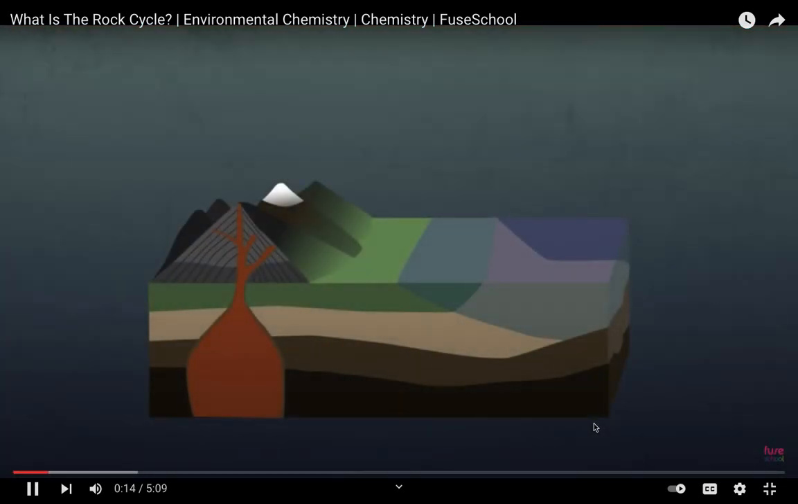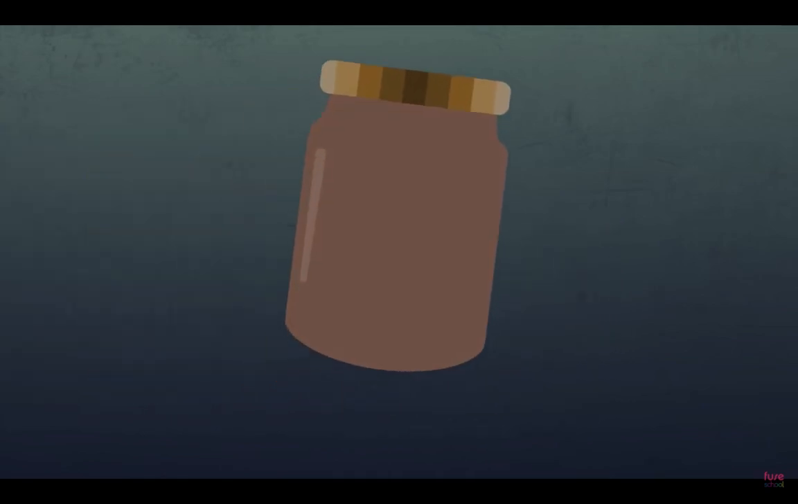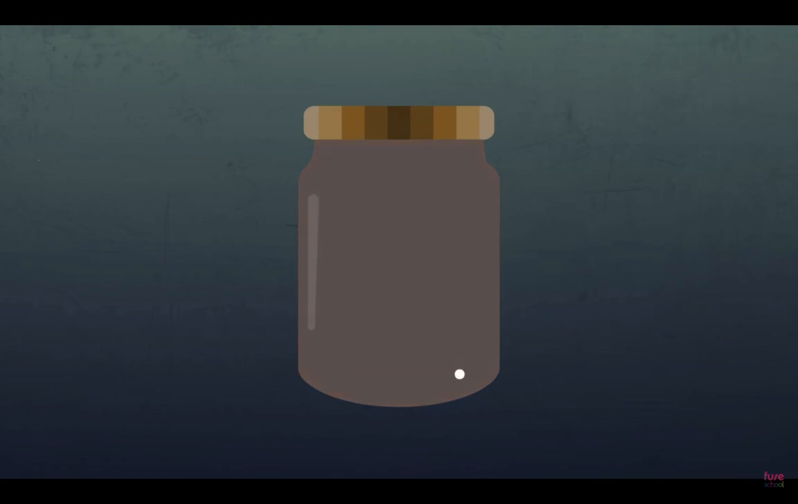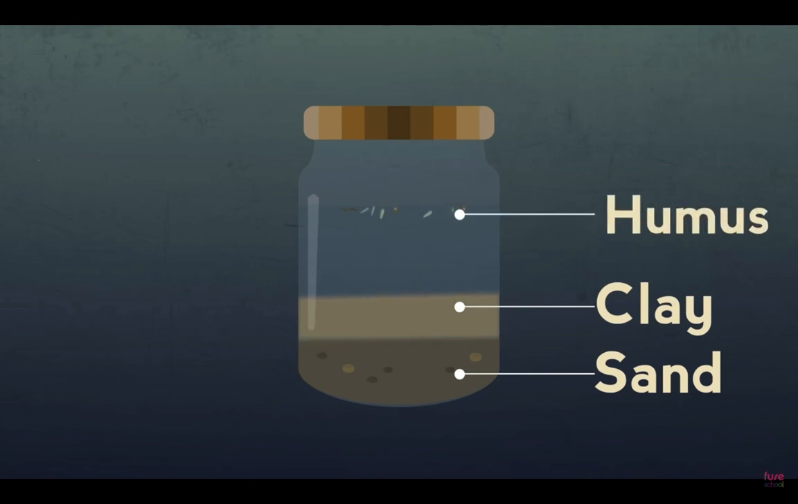In this video, you will learn about the dynamic rock cycle. The earth is constantly changing. Shake some soil in a jar of water. Sand and small stones settle to the bottom, then a layer of clay, and floating on the top is organic matter called humus.